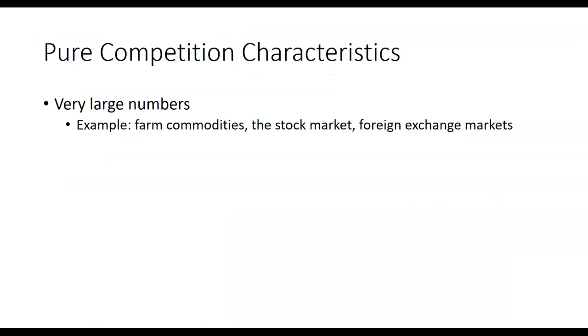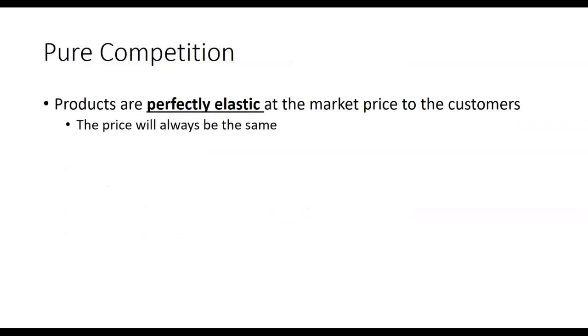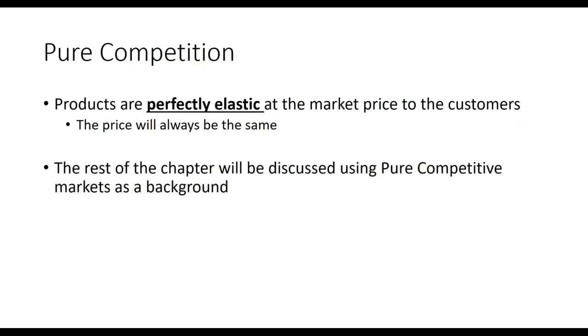So again, pure competition, perfect competition: large number of producers, products are identical, they're price takers, and entrance is pretty easy. So products are perfectly elastic to the customers for the individual firms. There's a large number of producers and the goods are completely identical. That pretty much means that for the individual firm, the good is perfectly elastic because there's somebody right next door selling the exact same product. So the rest of this chapter is going to be focusing on that.